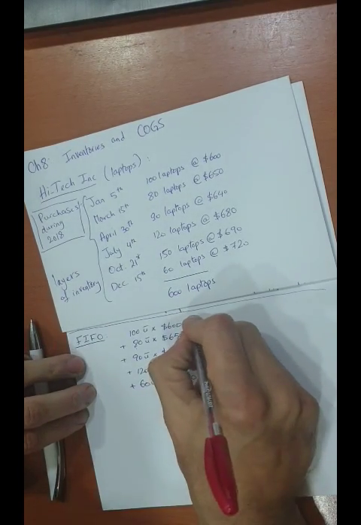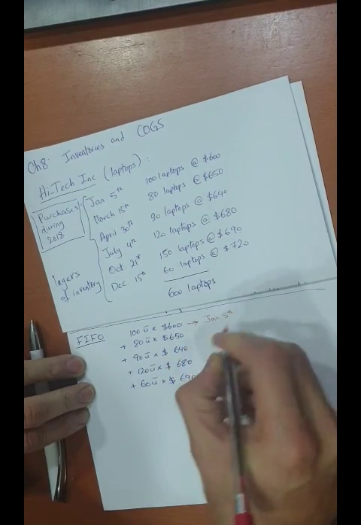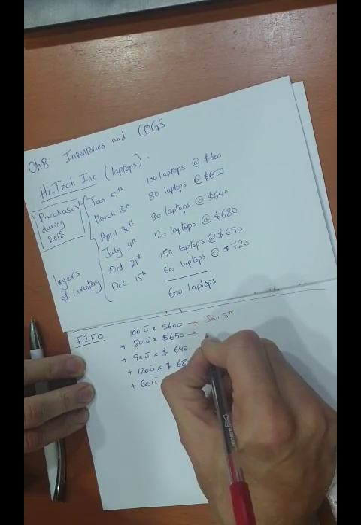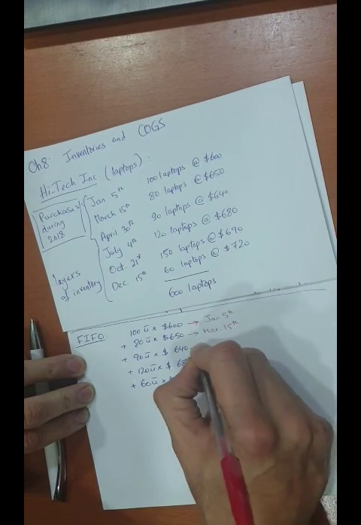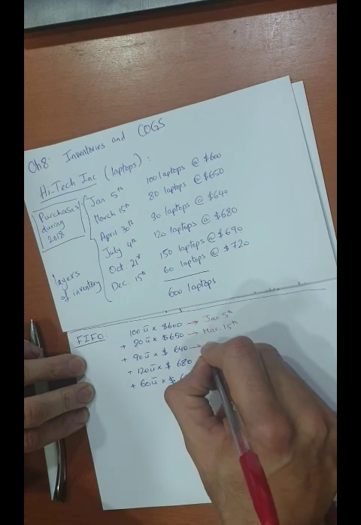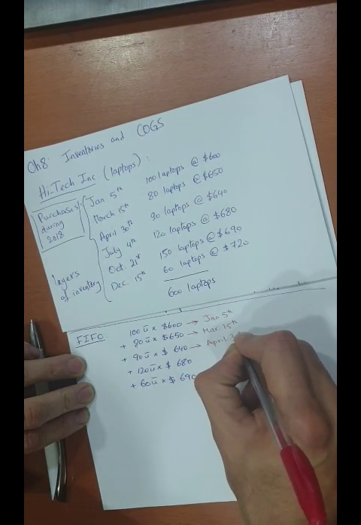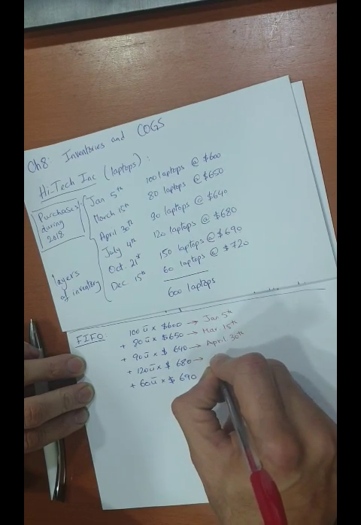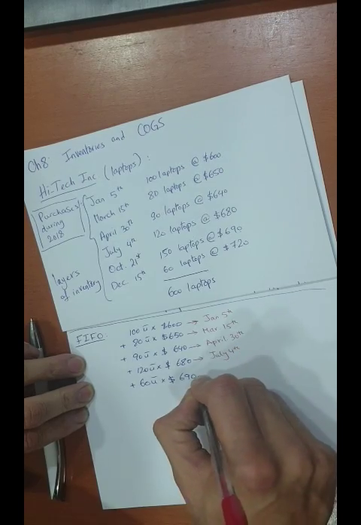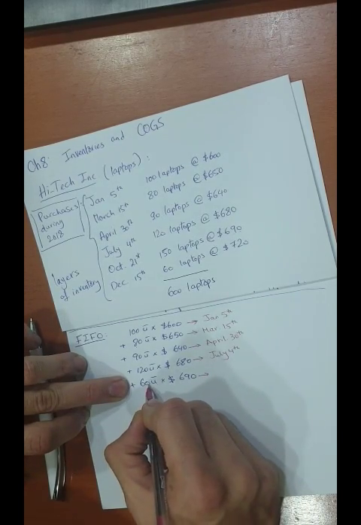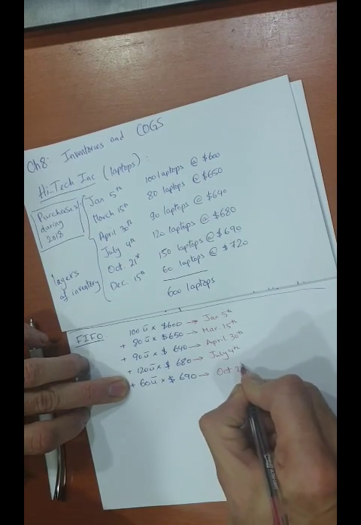So this one from the Jan 5th layer, this one from the March 15th, this one from April 30th, this one from July 4th, and finally this one, the 60, came from the 150 laptops that were purchased on October 21st.